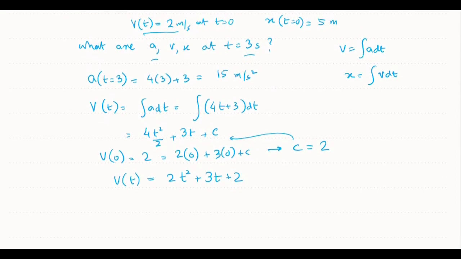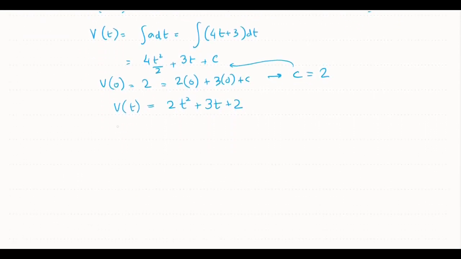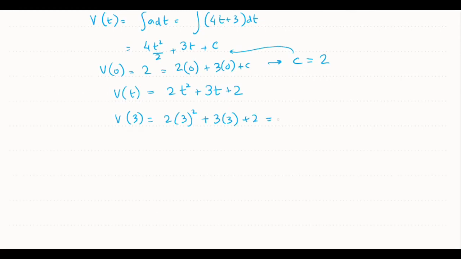And now we can solve this at t equals 3 seconds. So v at 3 is 2 times 3 squared plus 3 times 3 plus 2, which becomes 29 meters per second.